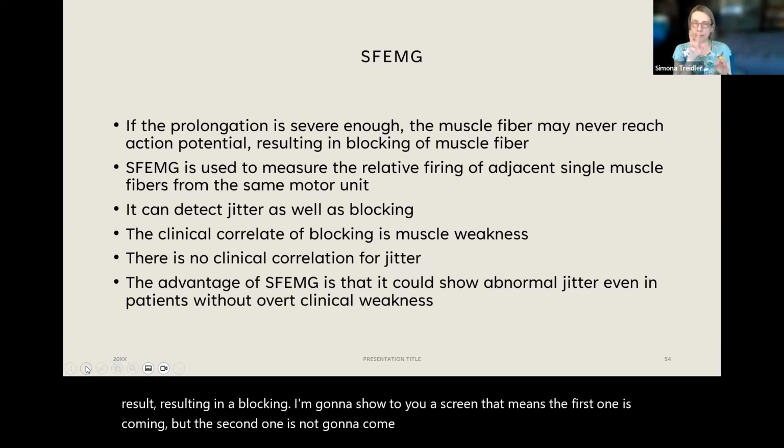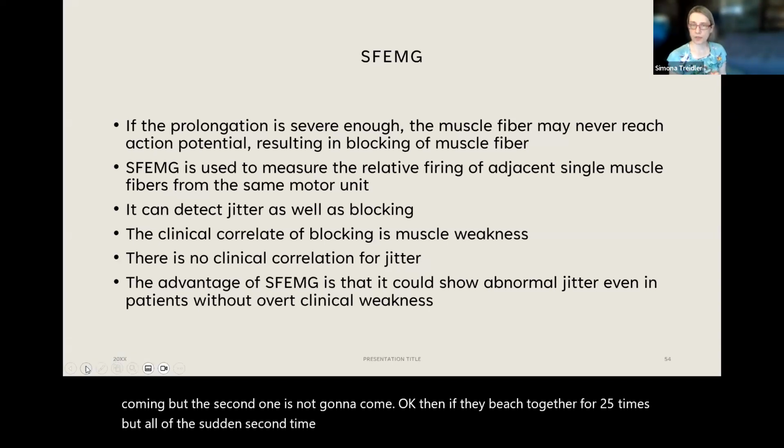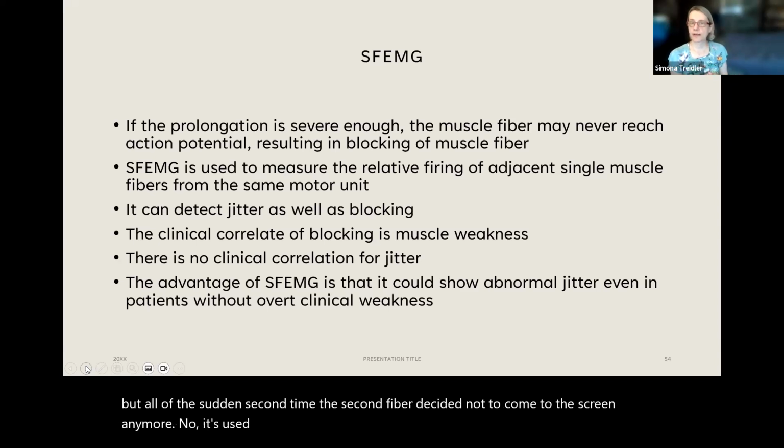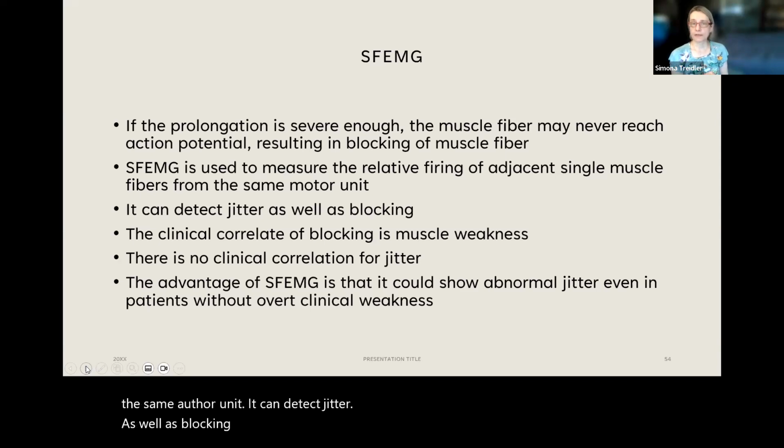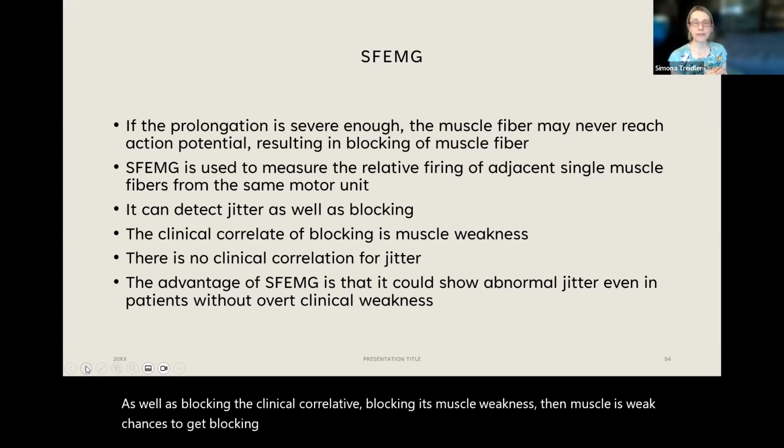Okay? Then if they beat together for 25 times, but all of a sudden the second fiber decided not to come to the screen anymore. No? It is used to measure the relative firing of the adjacent single muscle fibers from the same motor unit. It can detect jitter as well as blocking. The clinical correlate of blocking is muscle weakness. Then a muscle is weak, chances to get blocking are higher. There is no clinical correlation for jitter.